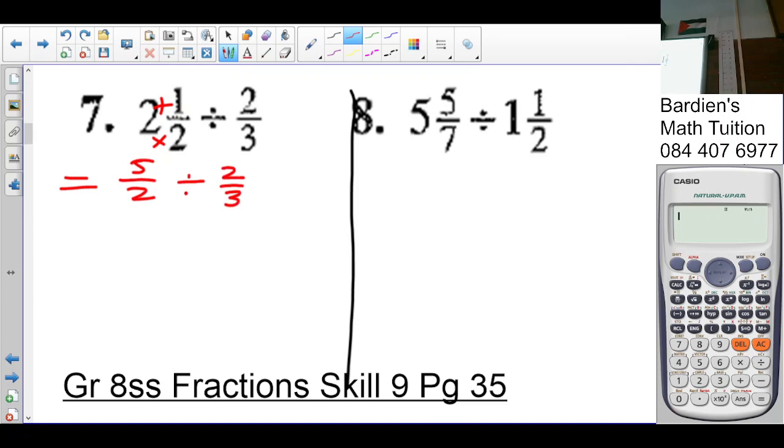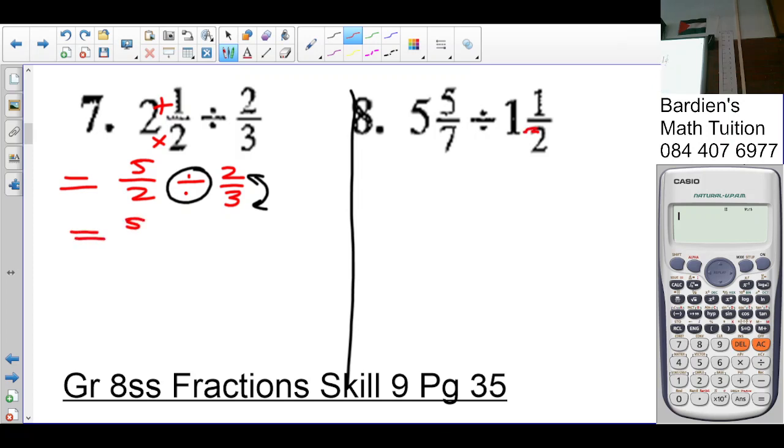Now what do I do? Swap it around. Change to multiplication. I could have done this in this step already, in the first step as well. Okay? If you are comfortable doing it in one go, no problem. However, number 8 you can't. Why? Because I must convert that first. You see that fraction here? Must convert first.